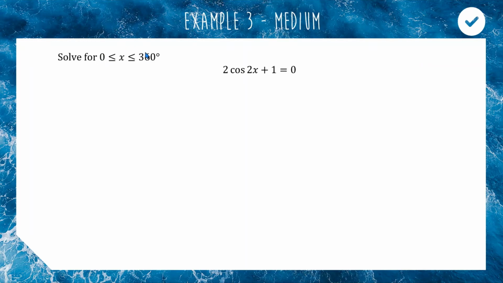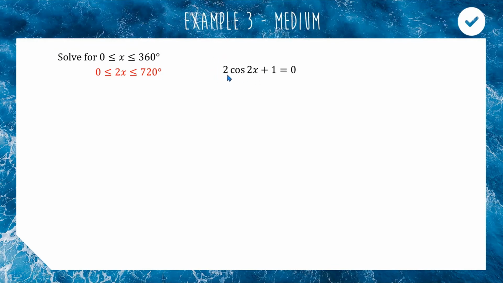Okay, so simple version is if x is between 0 and 360, that means 2x is between 0 and 720. So I'm just doubling both sides, 2 times 0 and 2 times 360. Okay? Remembering this step is going to make sure you get full marks as opposed to maybe 2 out of 3. Okay? All right, now let's go ahead and solve this equation like we normally would.